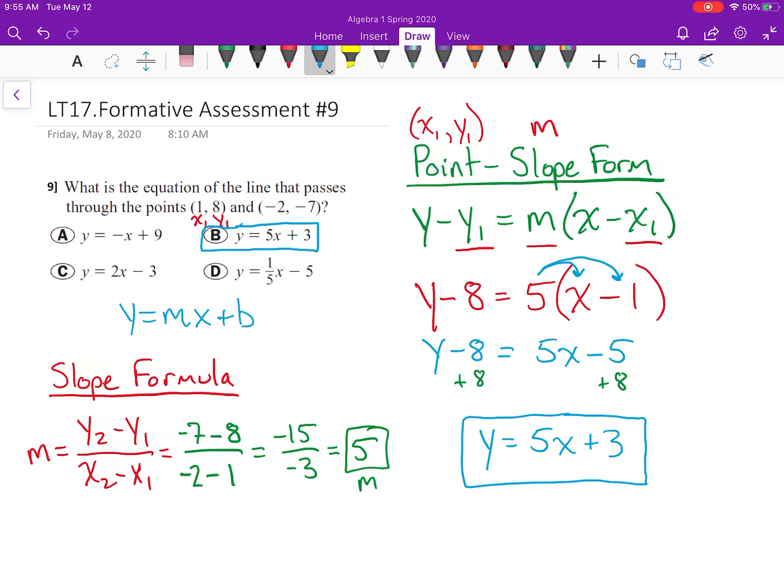Now let's just look at some of the things to be careful of. Choice A has y equals -x plus 9. So I'm not sure what that person might have done incorrectly. Maybe something when they were finding slope, they might have got a -1 for a slope and somehow a +9 for a y-intercept. Those are incorrect. Choice C, they have a slope of 2 and a y-intercept of -3. That's definitely not correct.